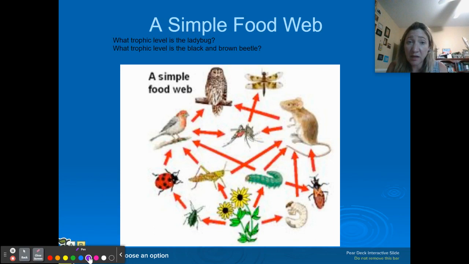Okay, so let's look at the black and brown beetle as well. Right over here, if I can make a circle, there we go. We're going to follow it backwards. That's going to go here: producer, primary consumer, secondary consumer. Sometimes they're not as easy as that, okay? And what I mean by that is, let's see if I can see a good example here.